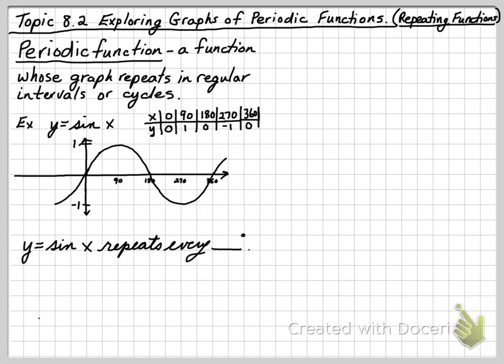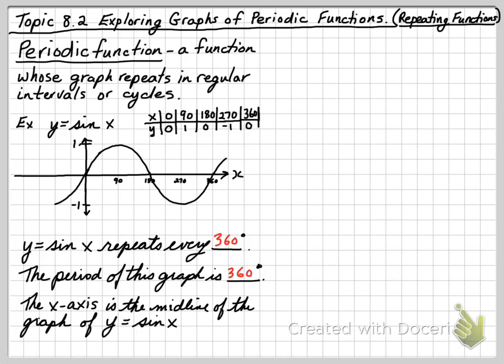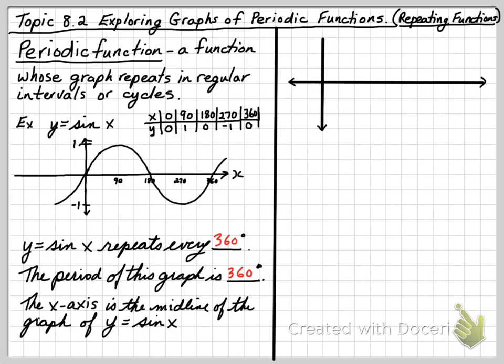The graph of y is equal to the sine of x repeats every 360 degrees. So we say that the period of this graph is 360 degrees. The x-axis in this case is the middle line of the graph.